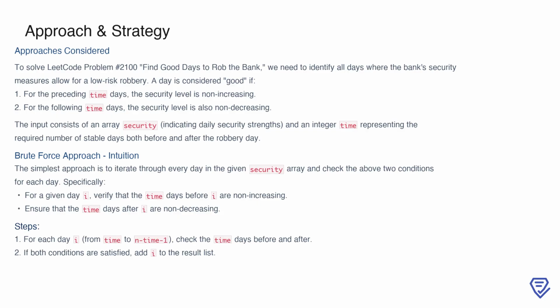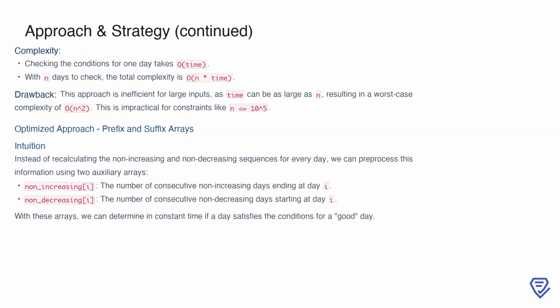This brute force approach involves checking all days from index time to n minus time minus 1, ensuring that the edges of the security array are not accessed out of bounds. The brute force solution, while intuitive, has significant drawbacks in terms of efficiency. Verifying the conditions for a single day takes O(time) operations, and since there are n days in total, the overall time complexity is O(n × time).